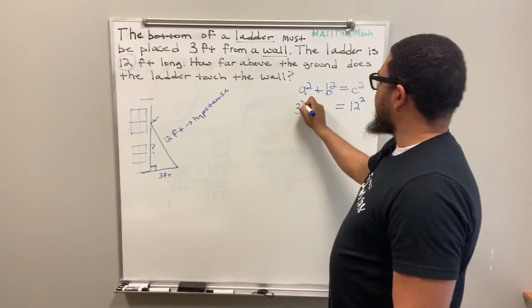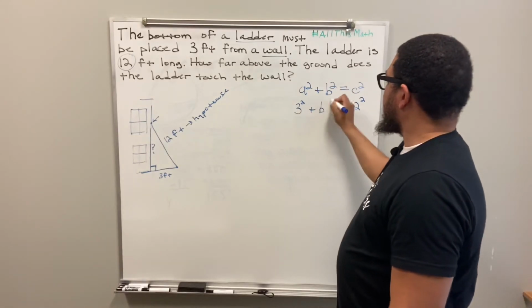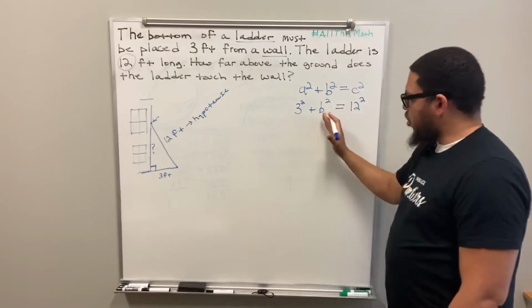So I replaced the A with a 3. The exponent is still there. Then I write the plus sign. The B is still there. The exponent 2 is still there. And now I'm going to solve for b squared.